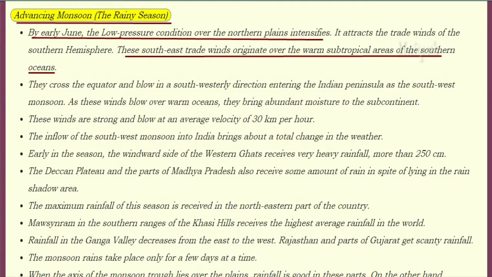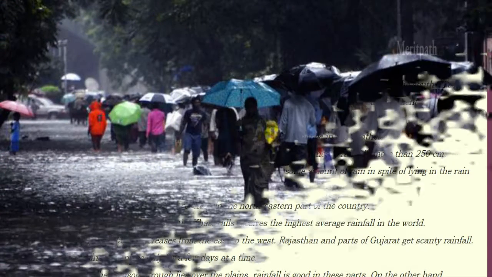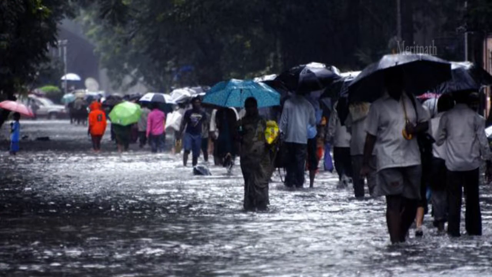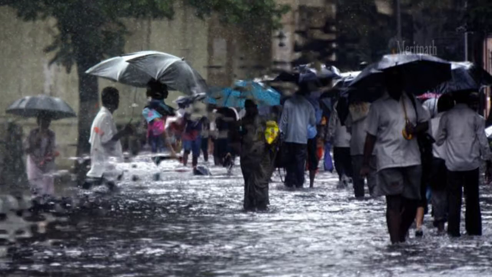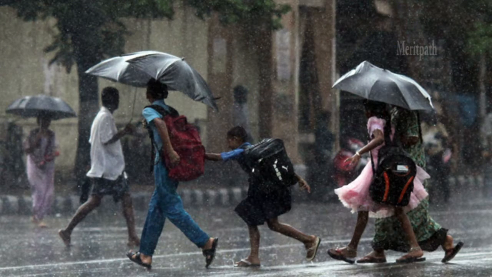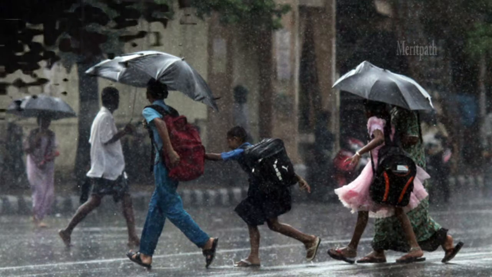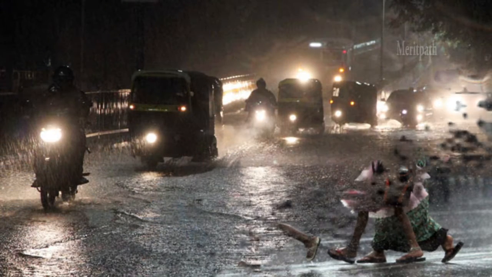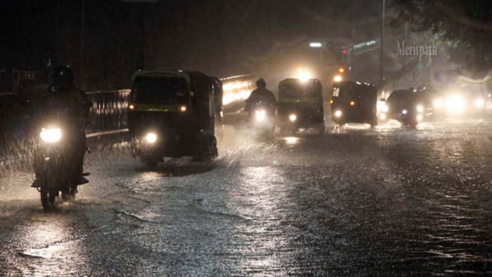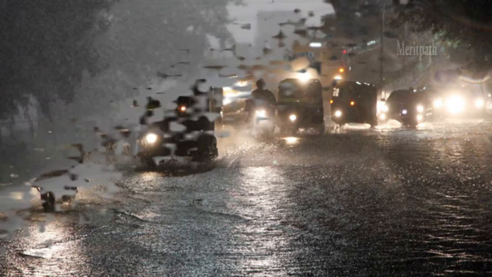Advancing monsoon or the rainy season. By early June, low pressure conditions over the northern plains intensify. It attracts the trade winds of the southern hemisphere. Southeast trade winds originate over the warm ocean. Winds are strong and blow at an average velocity of 30 kilometers per hour. Inflow of the southwest monsoon into India brings a total change in the weather.